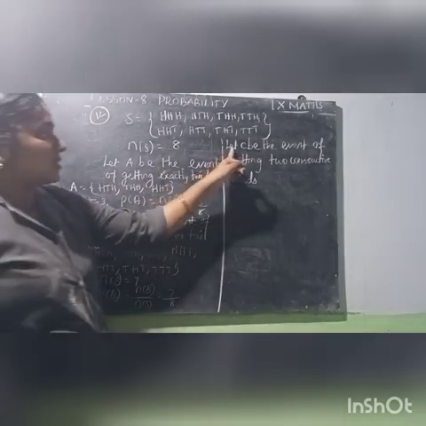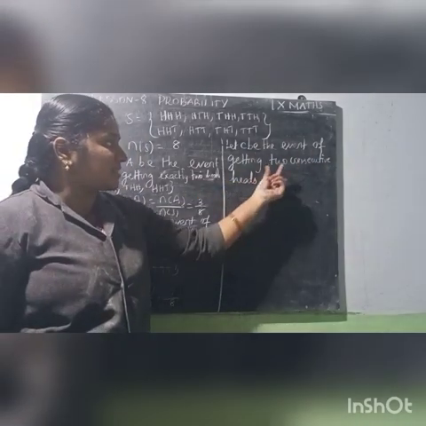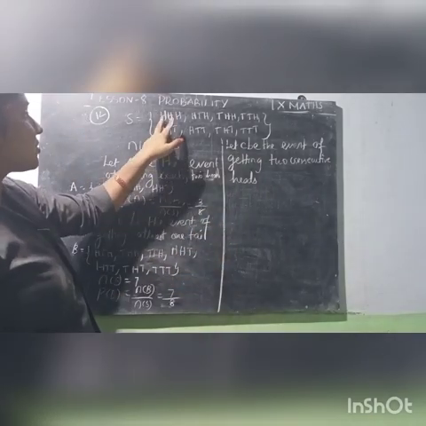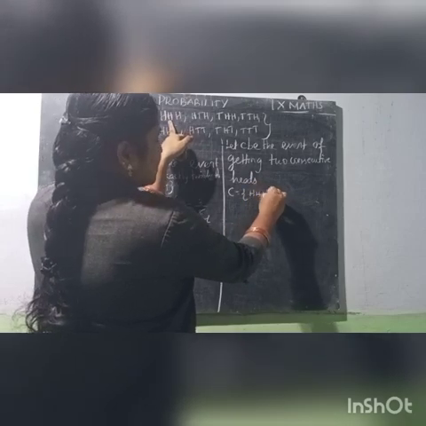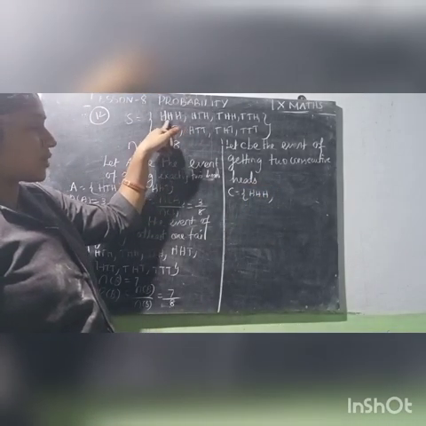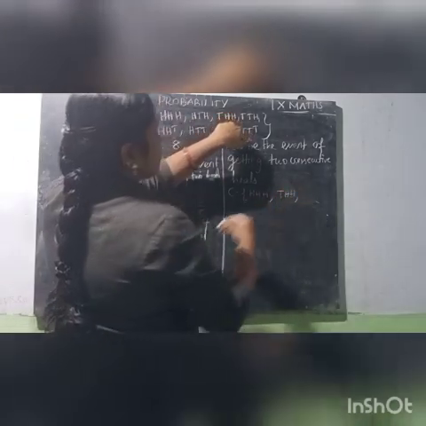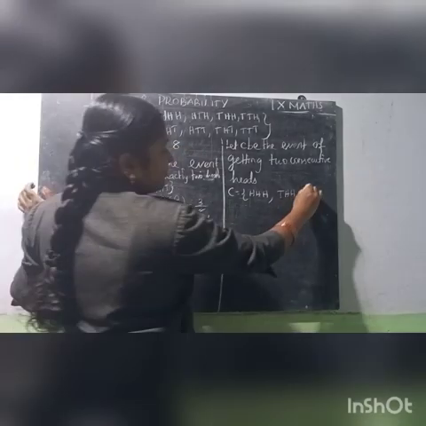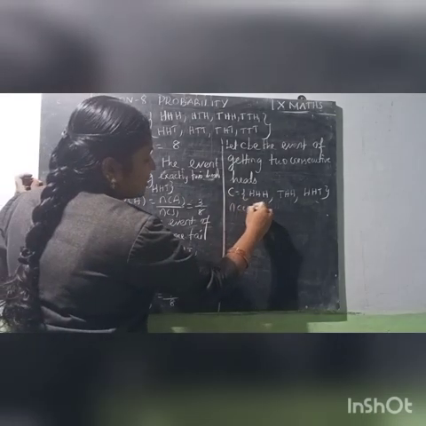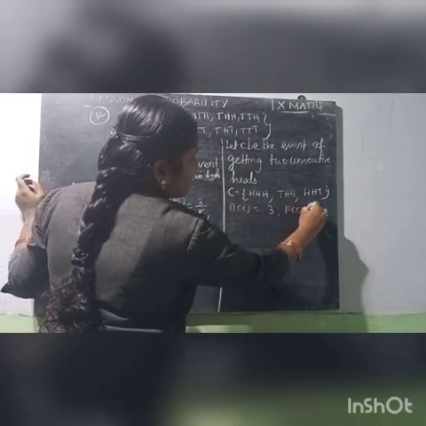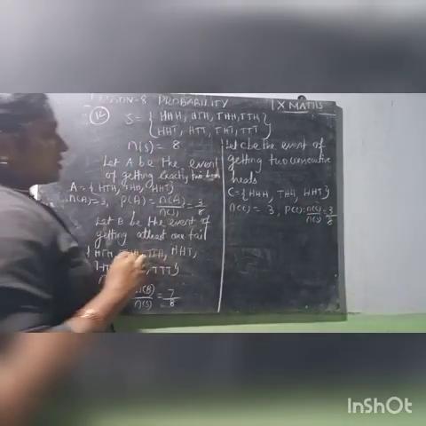Then next, let C be the event of getting 2 consecutive heads. Two consecutive heads means continuously 2 heads should be there. So C equals HHH, where we have continuously 2 heads, and here also continuous 2 heads are there, THH, HHT. That's all. Continuous 2 heads events are only 3. So N of C equals 3, and P of C equals N of C by N of S, 3 by 8.